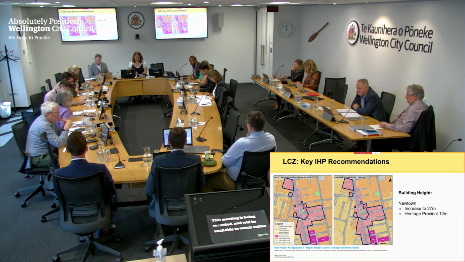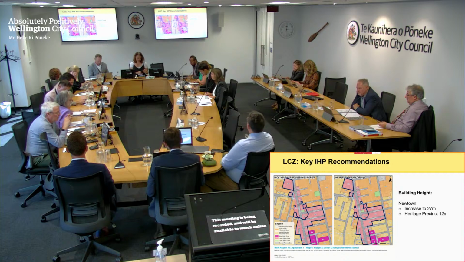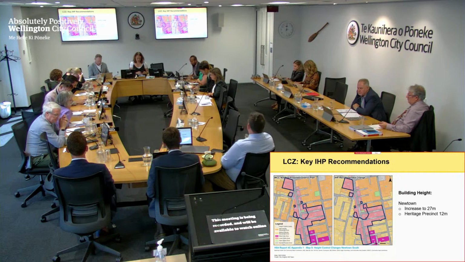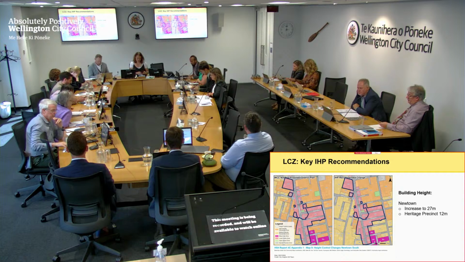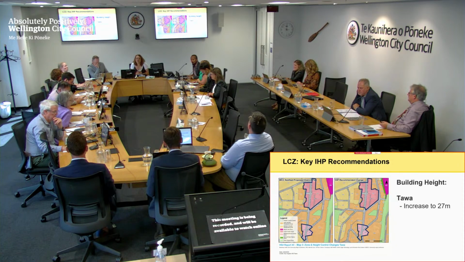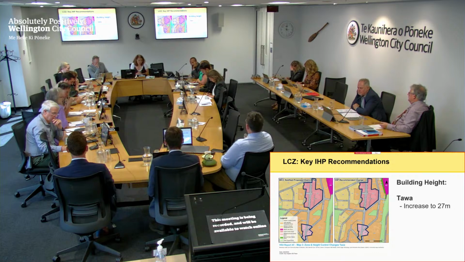Of those substantive mapping and height changes, you can see here the areas outlined in blue in Newtown have been recommended to increase from 22 to 27 metres. Outside of that, where there are heritage area controls, and we'll discuss that next week, the height remains at 12 metres. Similarly, in Tawa, the height has been recommended to increase from 22 to 27 metres, as well as a smaller portion in Oxford Street, which we'll cover soon, has also been increased.